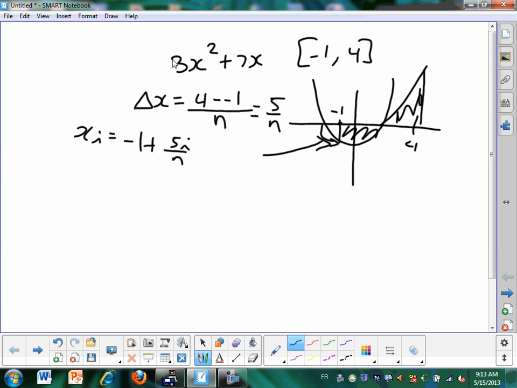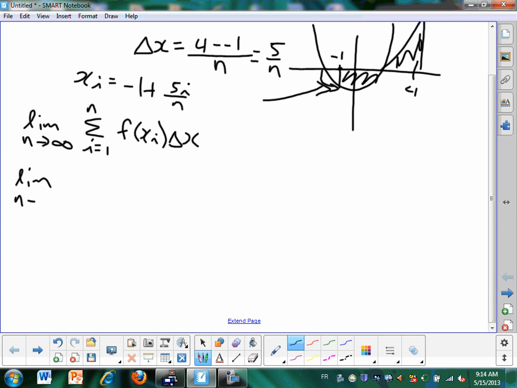Now, I want the limit as n approaches infinity of the sum from i equals 1 to n. The sum from i equals 1 to n just represents the sum of all the rectangles. The limit as n approaches infinity means I'm going to take an infinite number of rectangles, and add them all up. I would take an infinite number of rectangles because it is 100% accurate. I'm not estimating at all. I'm taking infinite little slices. I'm going to replace my f of xi times delta x as all the little rectangles, heights, and widths.